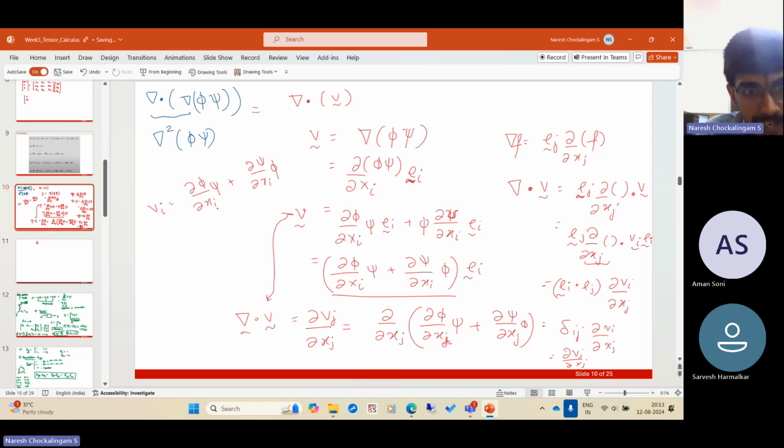So i is a free index here, right? i is a free index, so I can replace it everywhere by j or k or m. So I can replace it everywhere by j. So vj is this. Now I just have this, use the product rule.